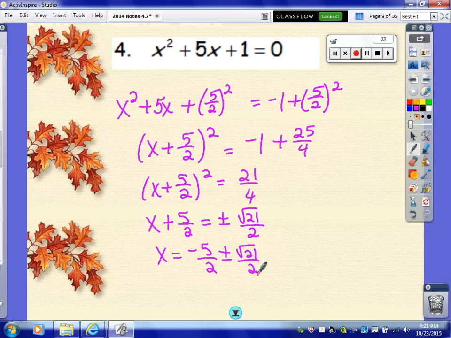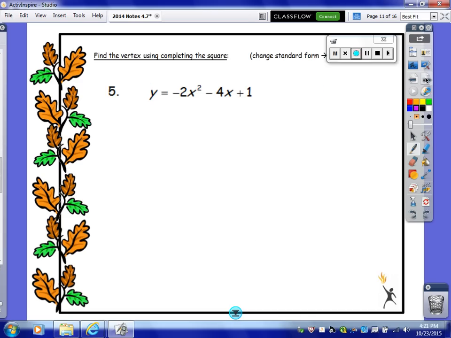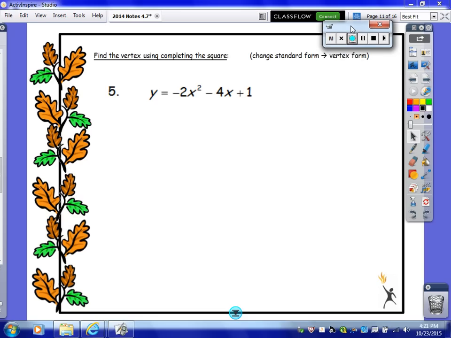We have one more topic we need to go over. We're going to talk about changing into vertex form using this process. And that's how mainly you're going to use it in your future math classes. Okay, so this is asking us to change standard form into vertex form. Remember, vertex form looks like this. Okay, so we're going to change into vertex form. You're going to use this a lot when you get to conics next year.